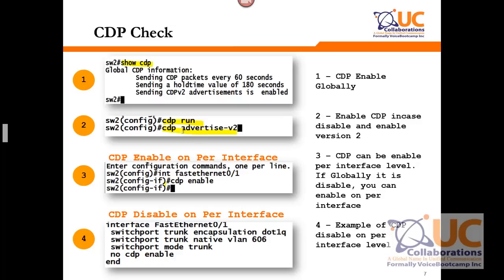These are some of the things that can be easily disabled, and most often a student may not pay attention to them. You can enable CDP on a per-interface level if you want to disable it globally and only run it on a particular interface, for example. You can also disable CDP by saying no cdp enable on a particular interface.